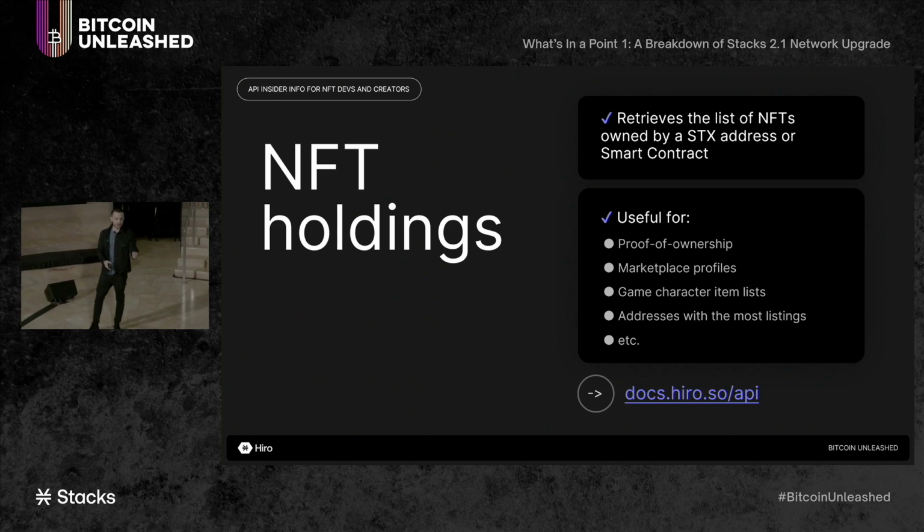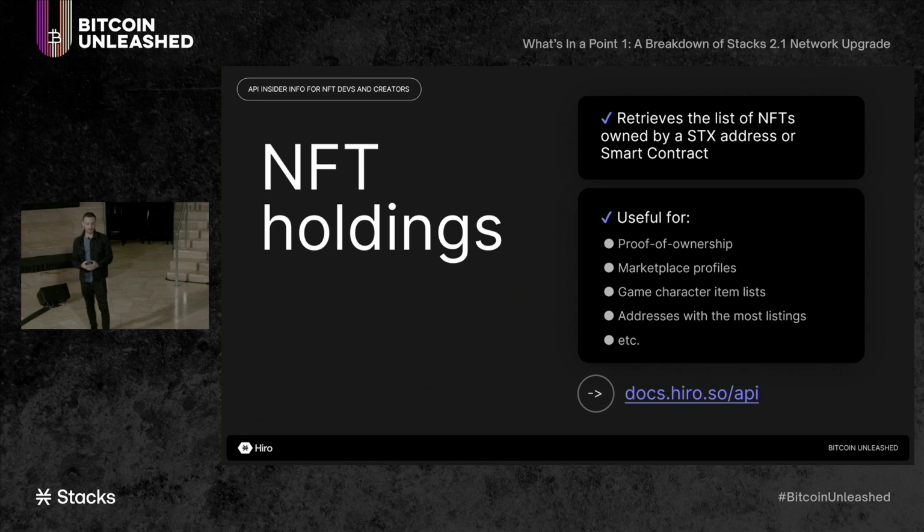So as I just mentioned, this works for any Stacks address or smart contract, because smart contracts can also hold NFTs. And this is very useful, for example, if you're building an application that needs NFTs for access. So let's say that you're building something that you have to own an NFT in order to gain access to that application. You can use this endpoint to determine proof of ownership of that NFT. You can actually filter by the collection that you want to look for. And obviously, it makes your job much easier.